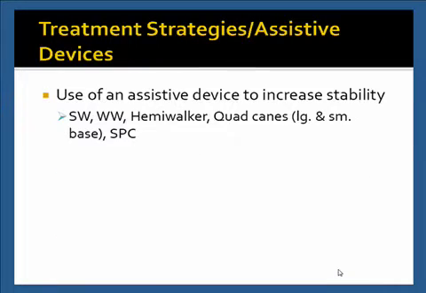Finally, we will use and I will evaluate to see if a patient needs an assistive device. That is a standard walker, a wheeled walker, either a two-wheeled walker or a four-wheeled walker with a seat, a hemi walker, quad canes, either large or small base, or a single point cane.